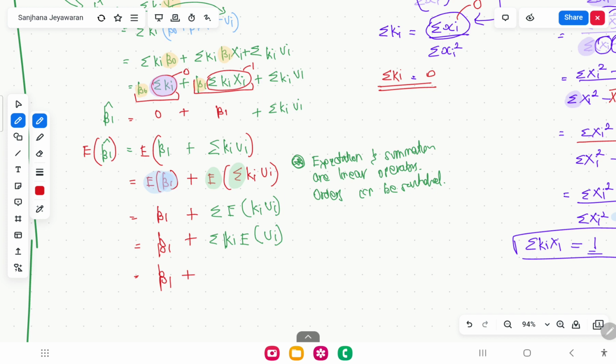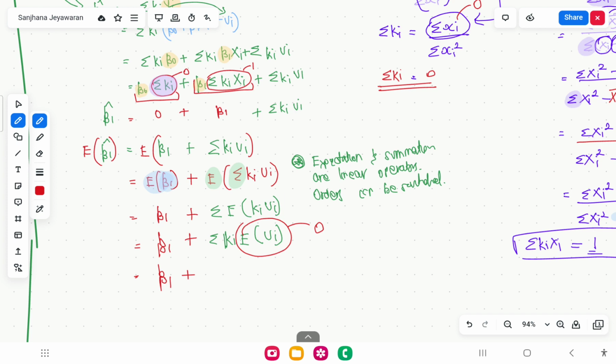plus, you guys know now that the expectation of u, according to the property which we have already learned, the expectation of the error terms is equal to 0. This basically comes under assumptions, guys.